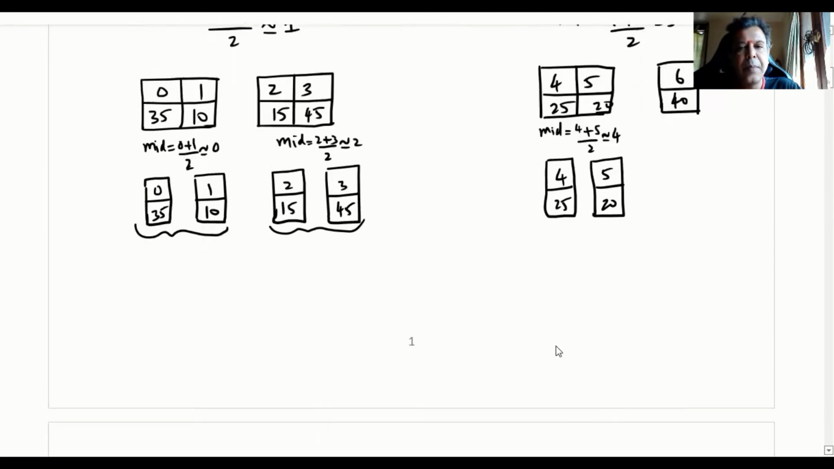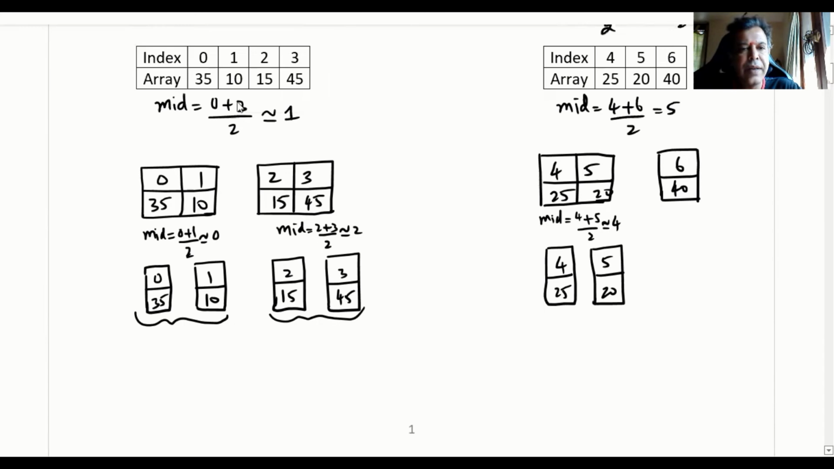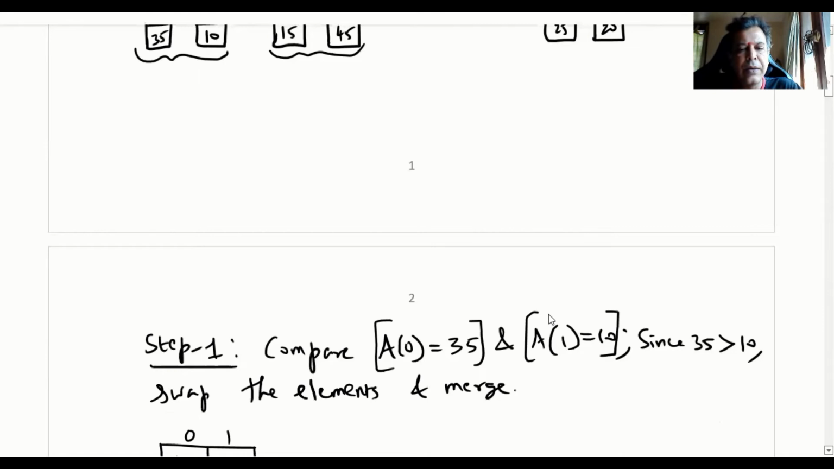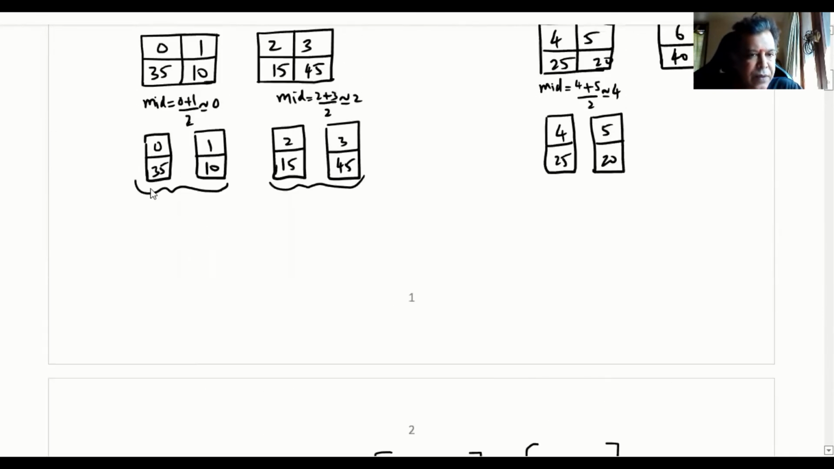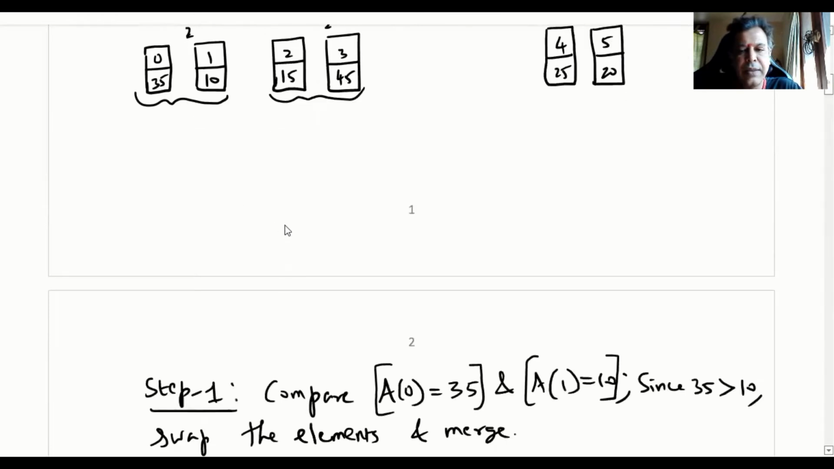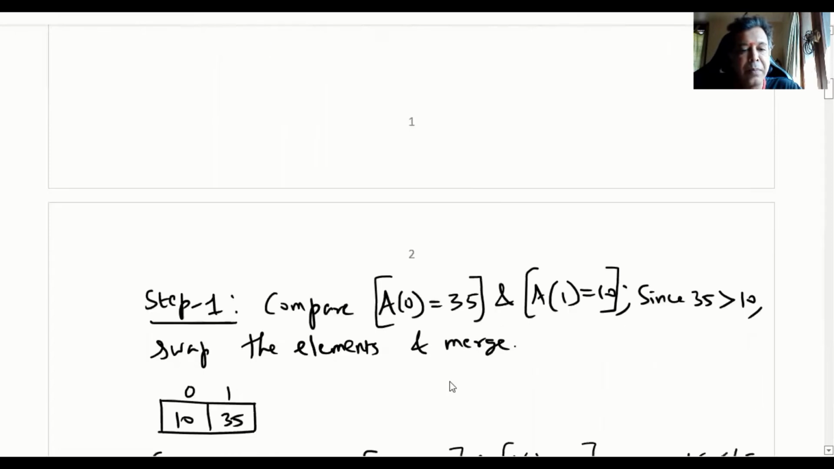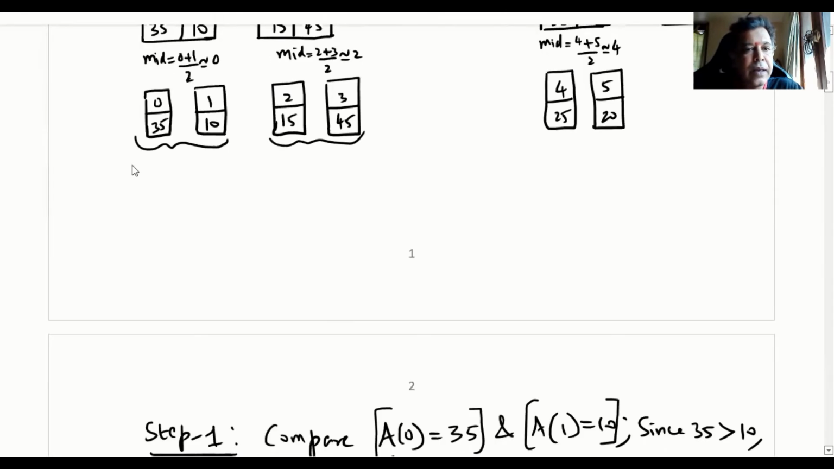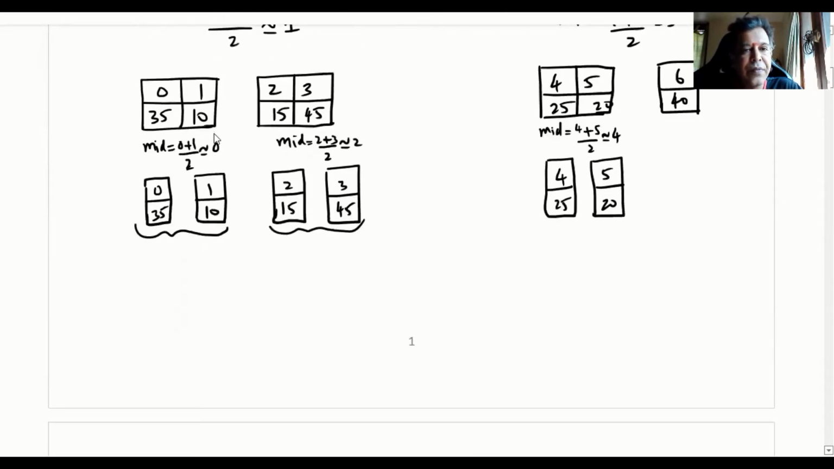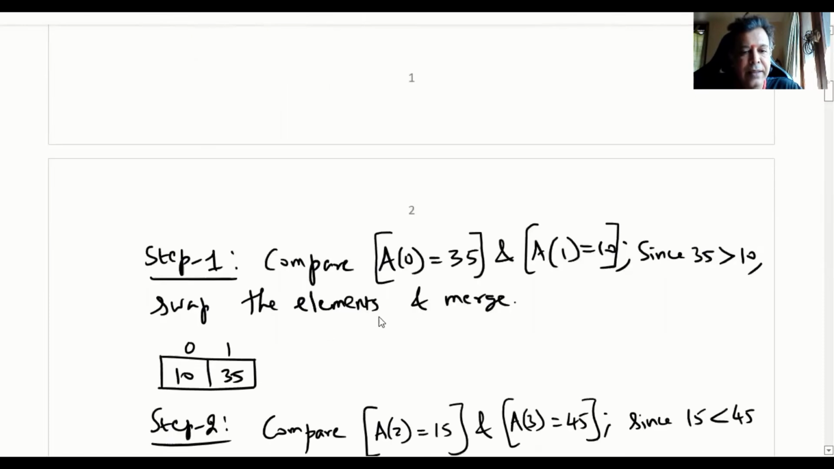Now we need to do the comparison process. Whatever we have done till now is actually the divide. Now what we are proceeding with is the conquer process. In the conquer process, we will be comparing each element. For example, compare these two, 35 and 10, and we notice that 35 is larger than 10. So we will swap the elements and merge them, meaning 10 will be written first, 35 next.